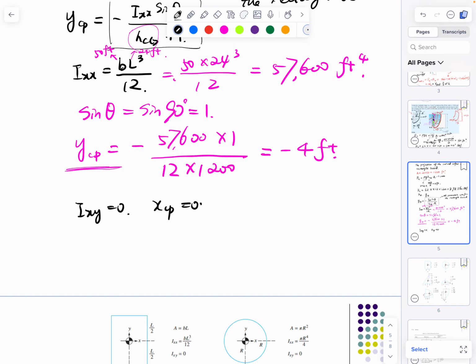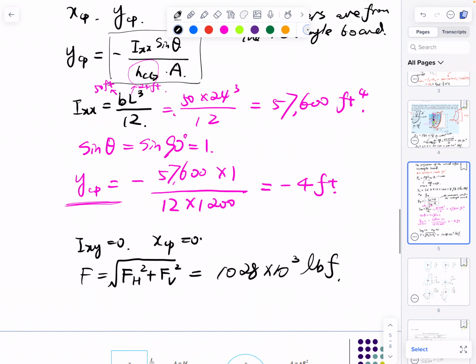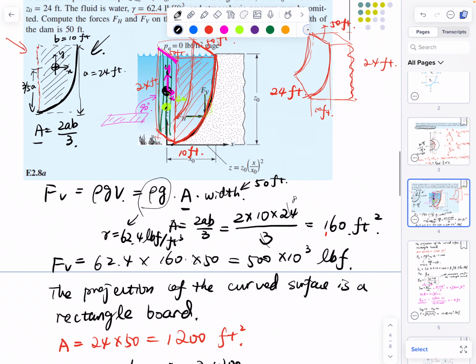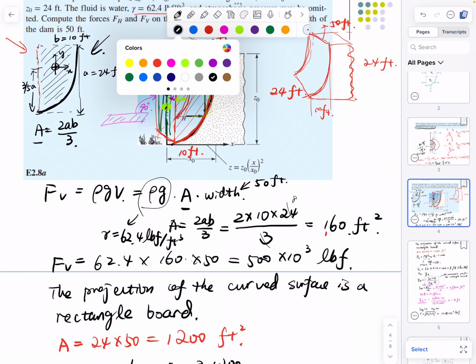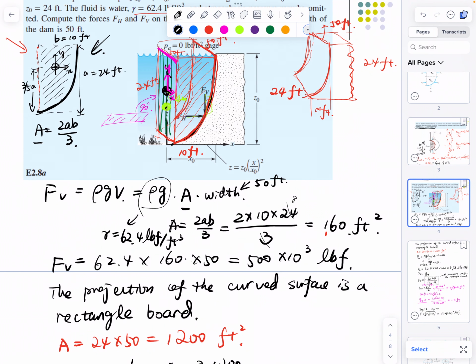At the same time, the combination of these forces is F, it works there, and the actual combined force is the square root of FH squared plus FV squared. That equals 1,028 multiplied by 10 to the third pound force. The last thing I want to do, I think it reads okay on this figure, is to remind you one more time.